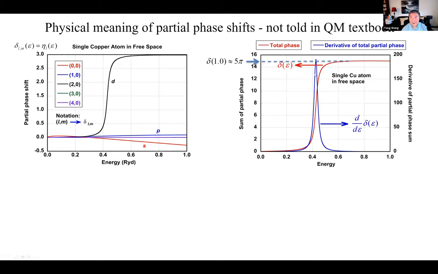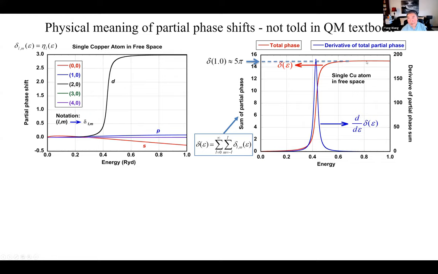That's what I have done. I took the derivative, and it becomes this blue curve when plotted. By the way, this delta is partial, and this delta is the sum of all the partial phases. Because this curve dominates much more than all the other curves when you make the summation, the shape will more or less look like a D partial wave, but it's all of them summed together.